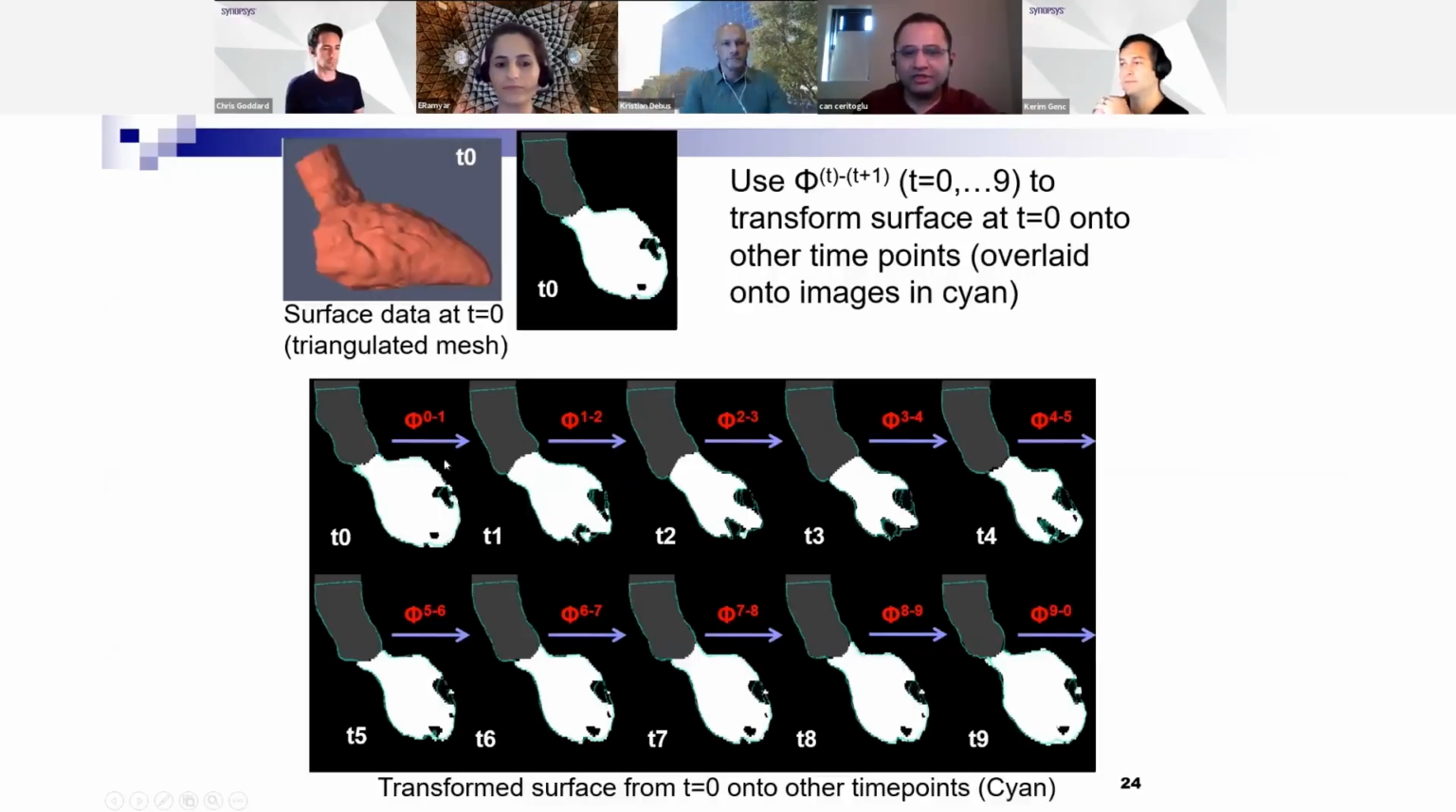So using all these computed transformations, we started from the surface data at time 0, and we transformed this surface data onto each of the other time points. So here in this slide, you see the surface data is overlaid onto the image data with color cyan.